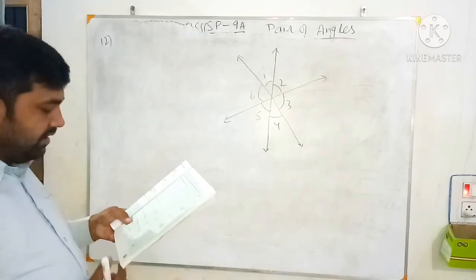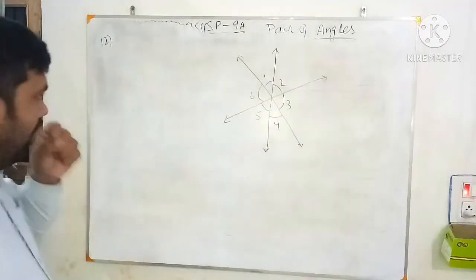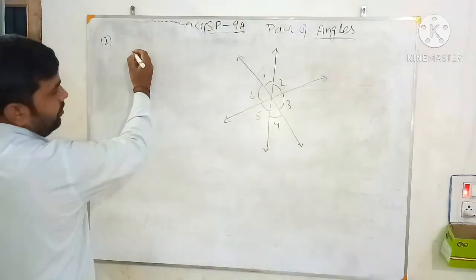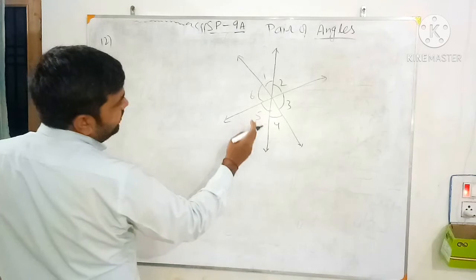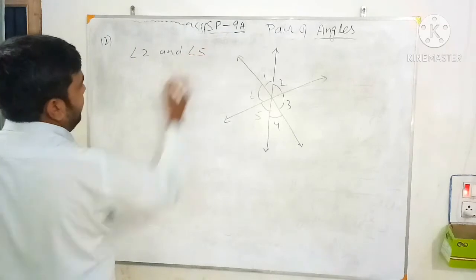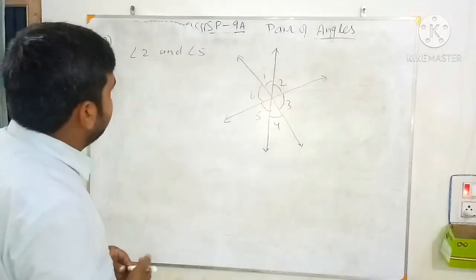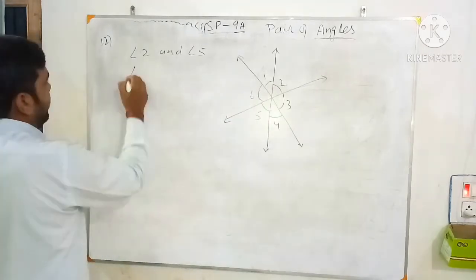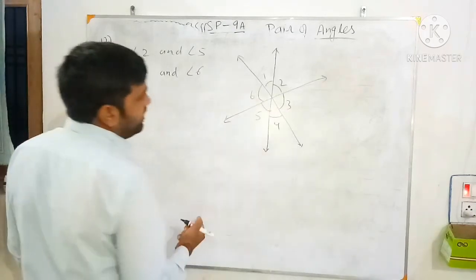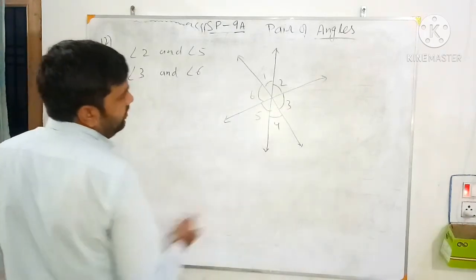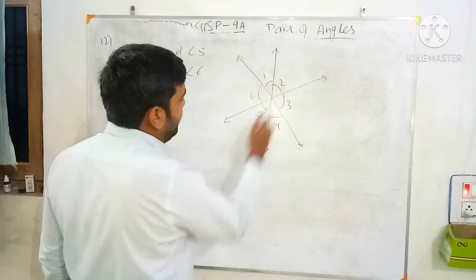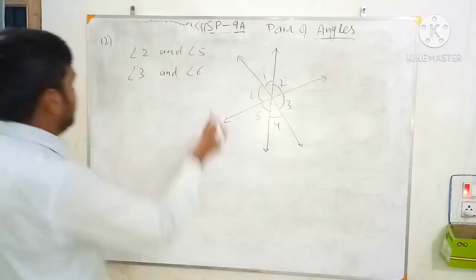Example, 1 and 4, that is the vertical opposite angle. One vertical pair is angle 1 and 4, as given in the book example also. The next pair you can write is angle 2 and angle 5, the vertical opposite angles. Angle 3 and angle 6 is also a vertical opposite pair. So three vertical opposite pairs you are getting: angles 1 and 4, 2 and 5, 6 and 3.